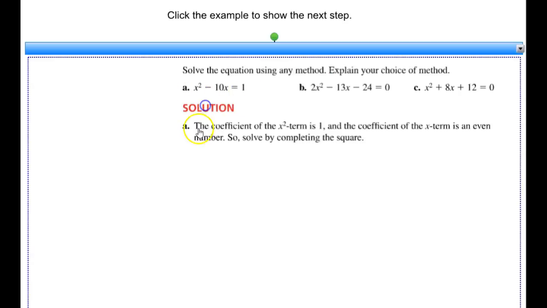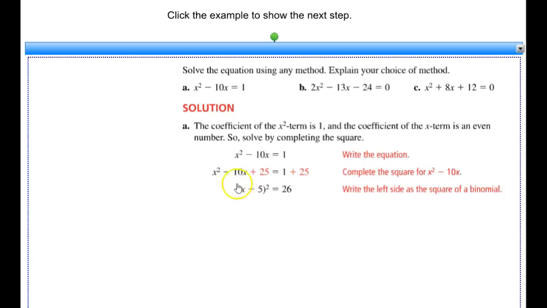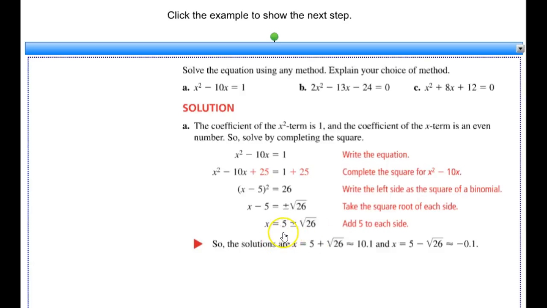So let's look here at A. Here I have an A term of 1 and my B term is even. So I want to go ahead and complete the square here. That'll be the easiest way. So I write my original equation, I complete the square. So I divide this middle term by 2 and square it and add that to both sides. Then I write the left side as my squared binomial, so I factor this left side. Then I take the square root and I add 5 to each side. So now I've completely simplified it.